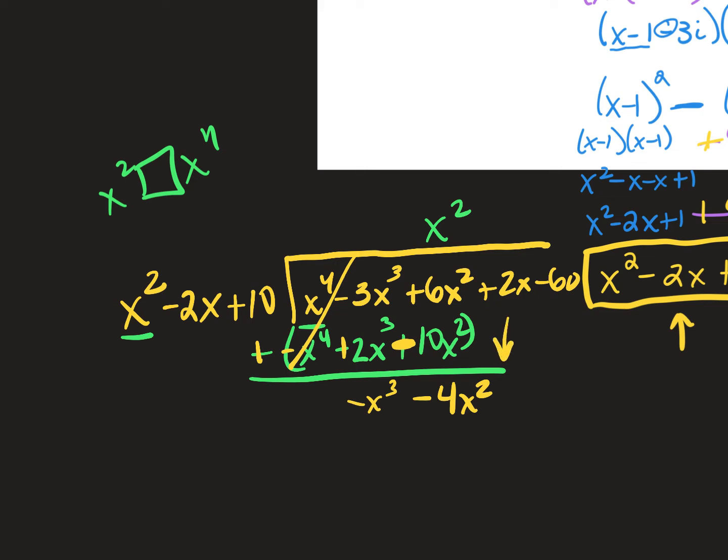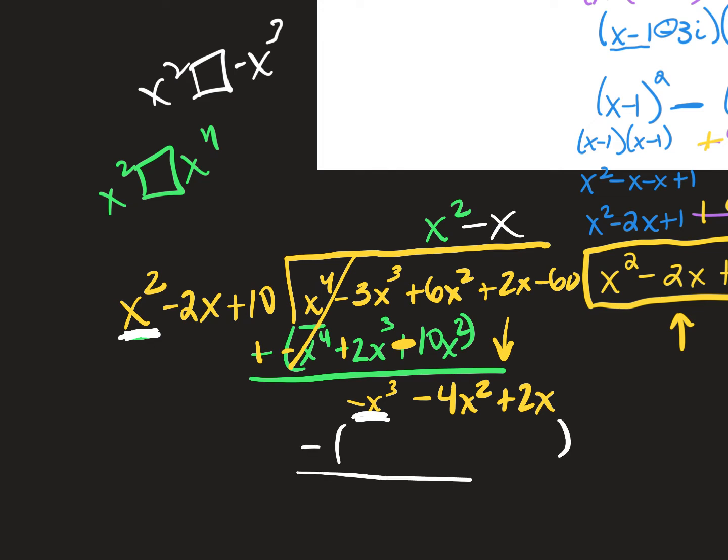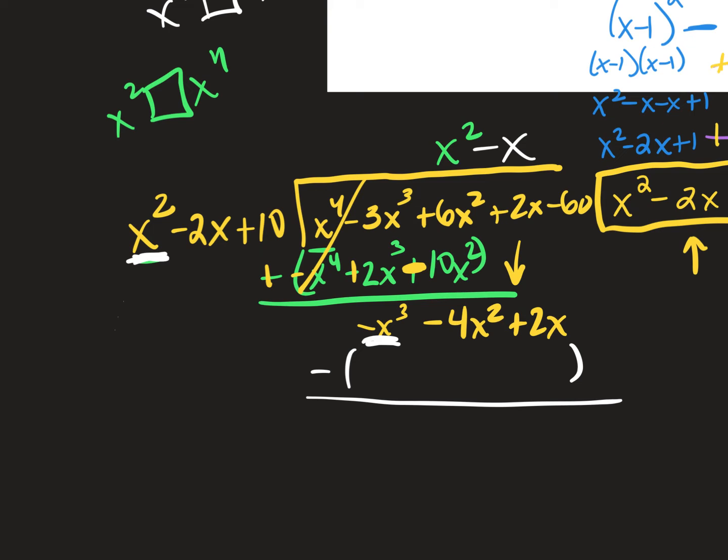We're going to bring down that positive 2x, and we're going to multiply again. So first term into first term. X squared times what gives me negative x cubed? That's going to be minus x. So get your subtraction set up. We multiply. X times x squared is x cubed. Negative x times negative 2 is positive 2x squared. And negative x and 10 is going to give me negative 10x.